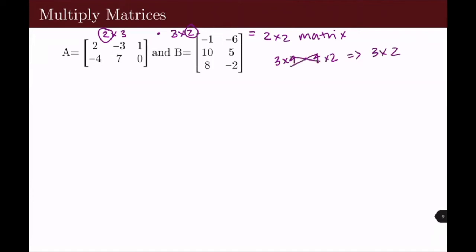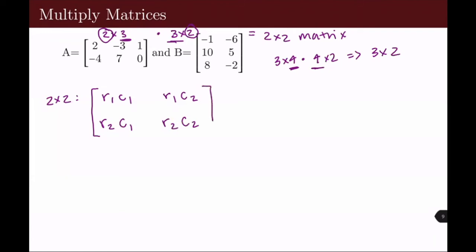So the middle numbers have to match in order for you to be able to multiply. That is the rule. So remember, these two middle numbers here always must match, like how we had 3 and 3. Okay, that's very important. So our middle numbers match. We know we're going to expect a 2 by 2 matrix. So now the question is, how are we going to get it? Our 2 by 2 matrix is going to be row 1, column 1, and then we'll have row 1, column 2, row 2, column 1, row 2, column 2.